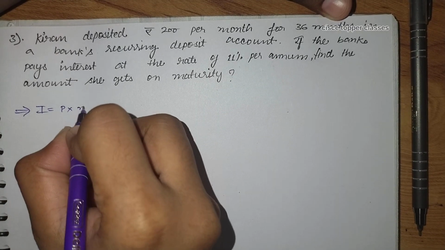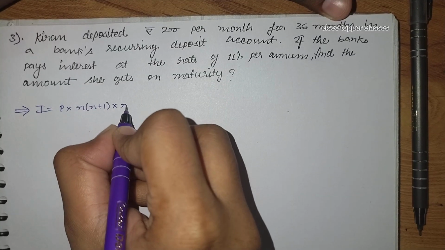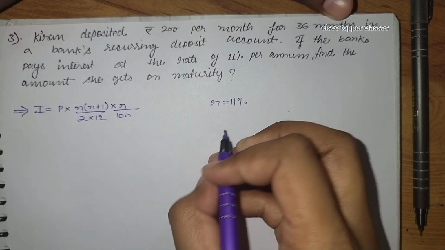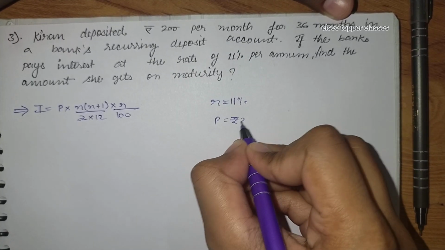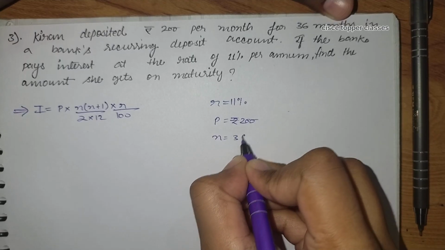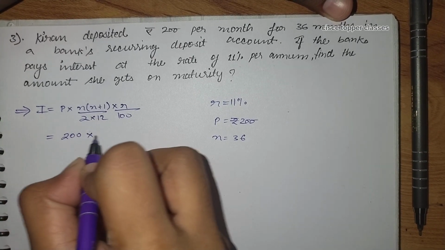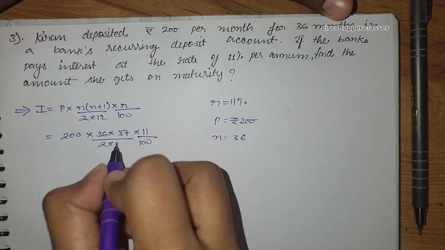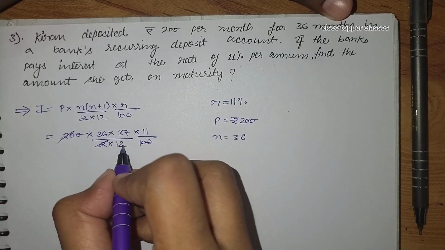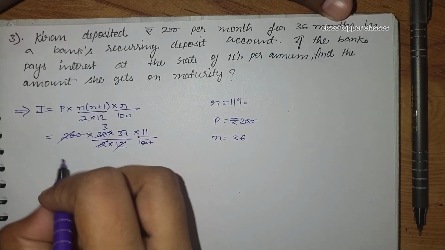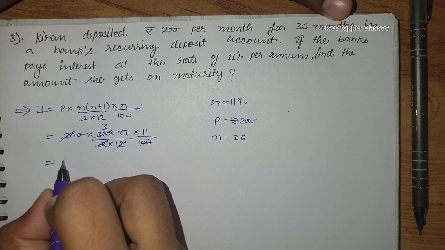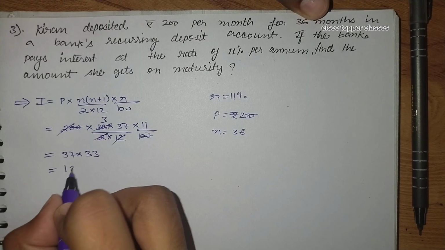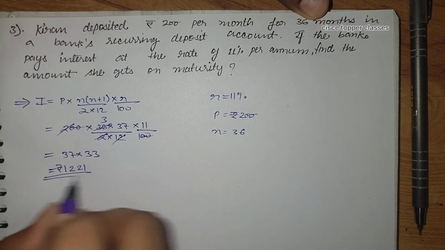This is principal into n plus 1 into r divided by 100 into 2 into 12. So the rate of interest is 11% here, the principal amount is rupees 200 per month, and n is equal to 36. So we'll put in all the values: 200 into 36 into 37 into 11 divided by 100 into 2 into 12. The 2 will be cancelled out, and here we will get 3. So 37 into 33, here we will get 1,221 rupees on calculating. So this is the interest.